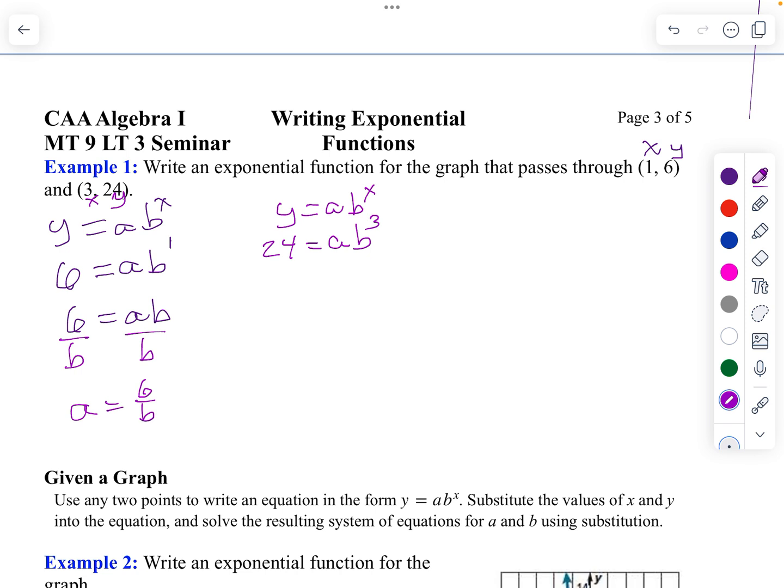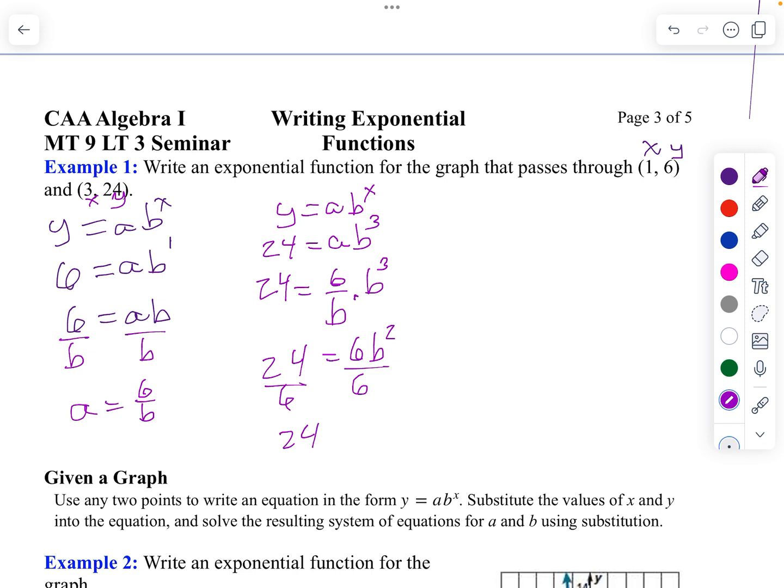So what I'm going to do in my equation, instead of writing a, I'm going to write 6 over b times b cubed. Well, b cubed divided by b is b squared, isn't it? So 24 equals 6 b squared. And then I divide both sides by 6.